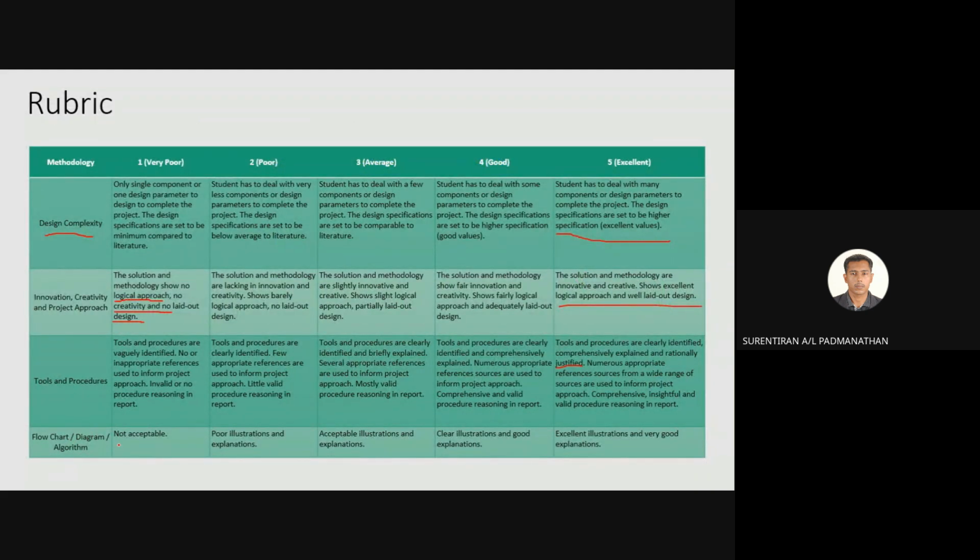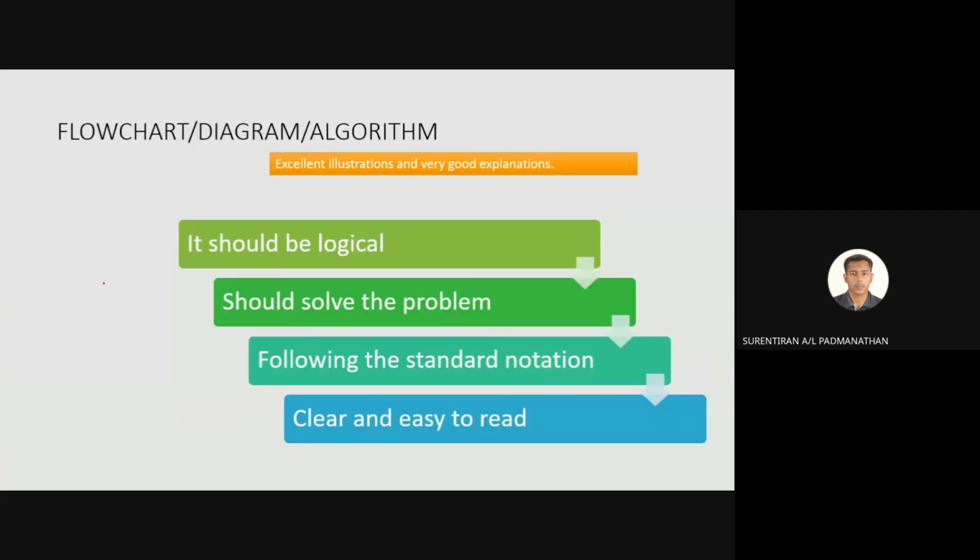For the flowchart design, if it's not logical at all, the flow of the project is poor. Excellent means an excellent illustration and very good explanation of your flowchart and diagram. For the flowchart diagram and algorithm, it should be logical. It should be solving the problem, following the standard notation, and also clear and easy to read.